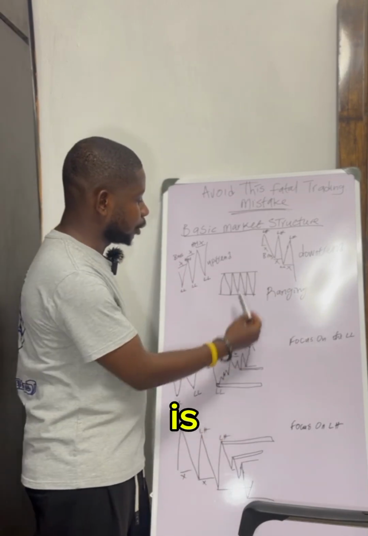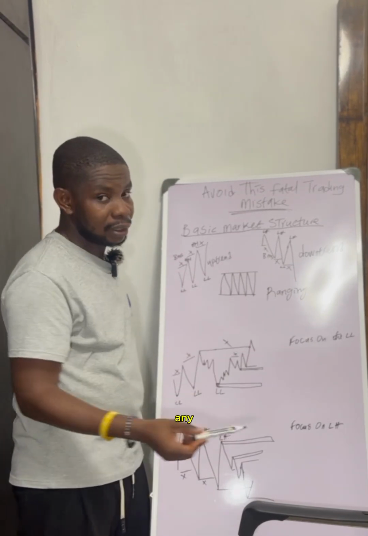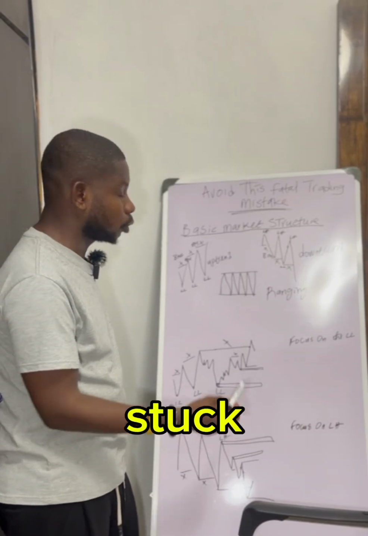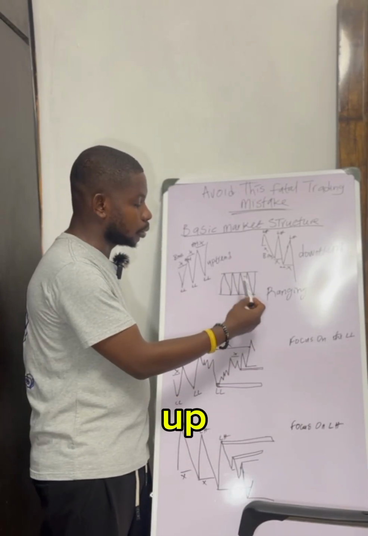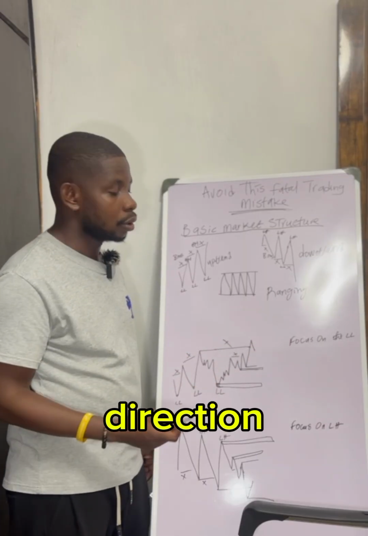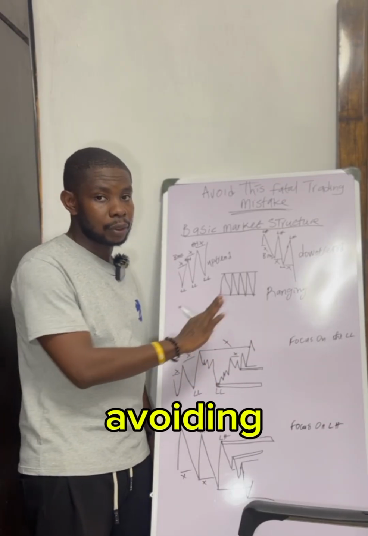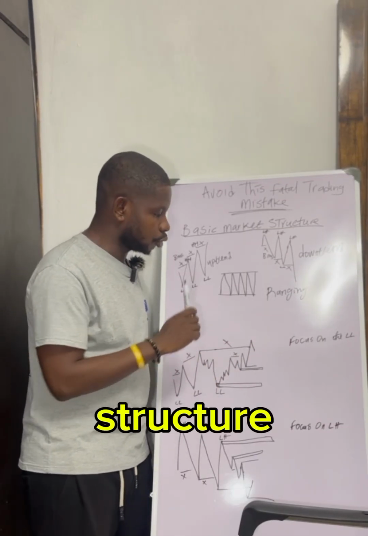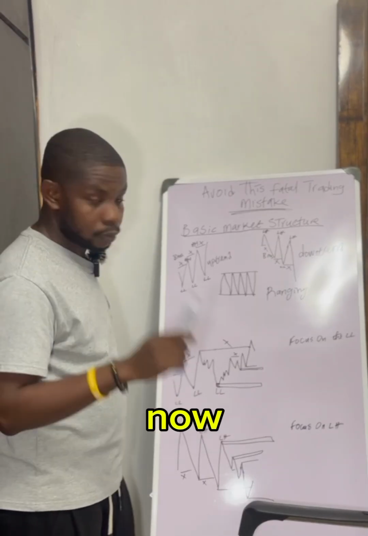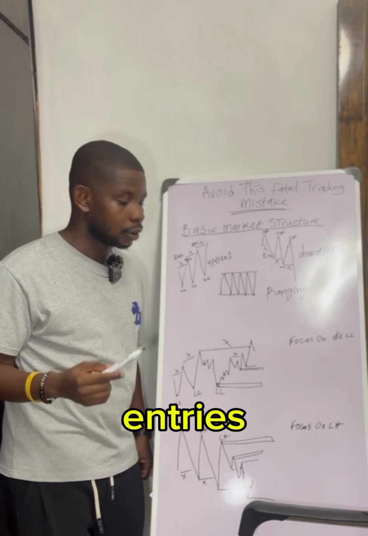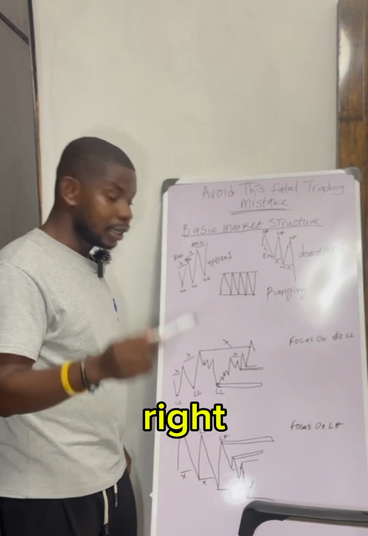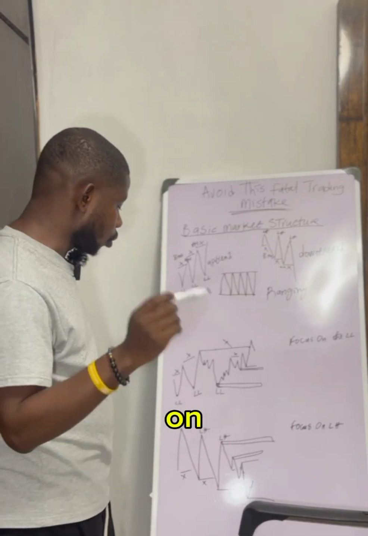And when the market is ranging, we're basically not having any market direction. The market is just moving up, down, up, down, up, down. No clear direction. So in this scenario, we want to avoid this kind of structure. Now, when you're making your entries or looking for your trades, this is what you should focus on.